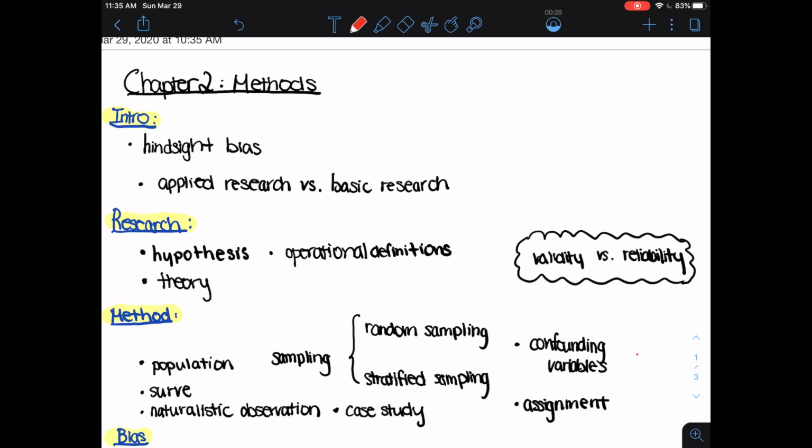So, for the intro, first we have to look at hindsight bias. Hindsight bias is a tendency of people upon hearing about research findings to think that they knew it all along. For example, if you told someone that married people tend to live longer, the person would say, "Oh, that's obvious. Everyone knew that," even though if you didn't know that information before, it might not seem that way. So things sound obvious.